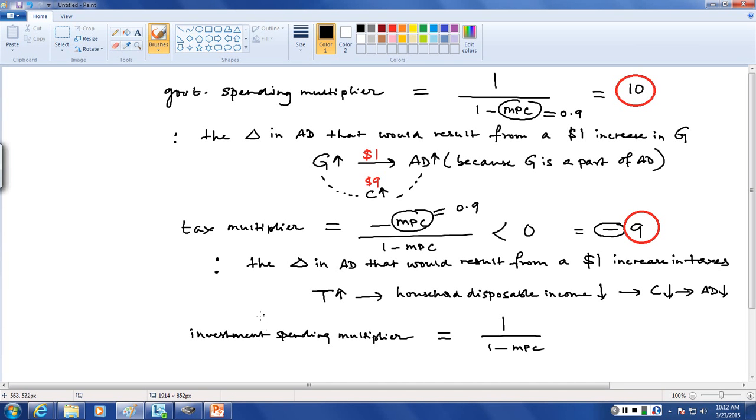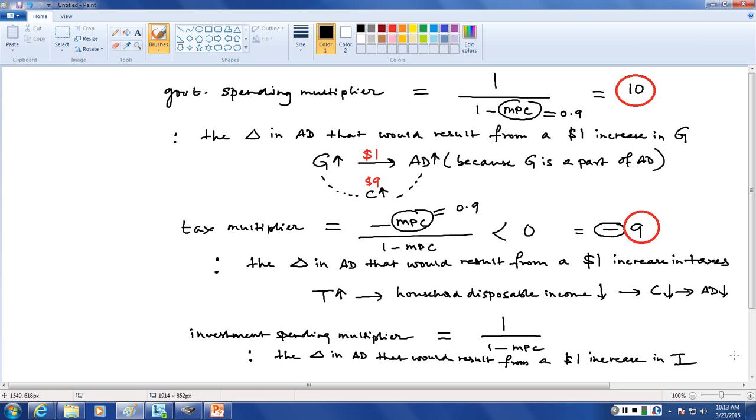And how would you define the investment spending multiplier again? That's the change in AD that would result from a $1 increase in investment spending. So here are the three multipliers we've laid out in class, correct?